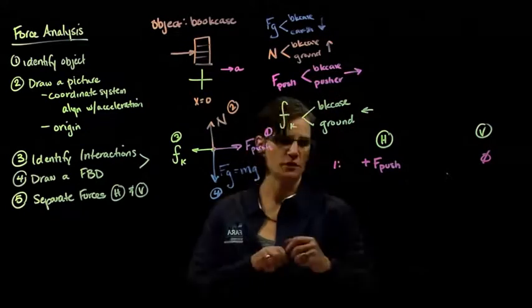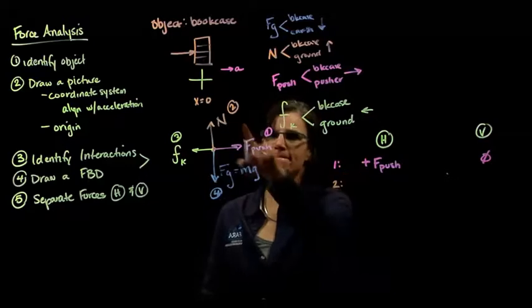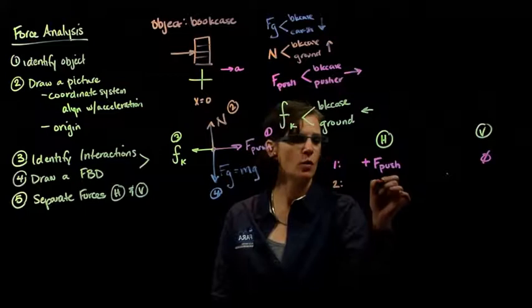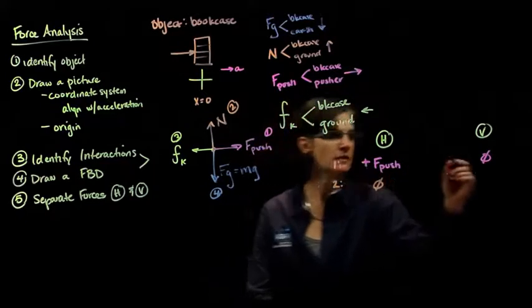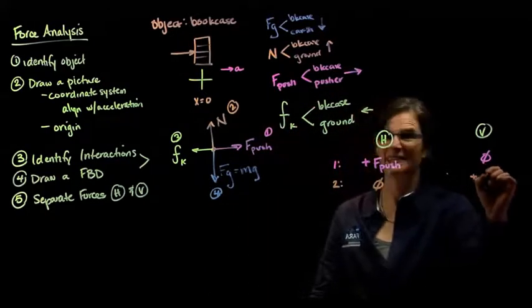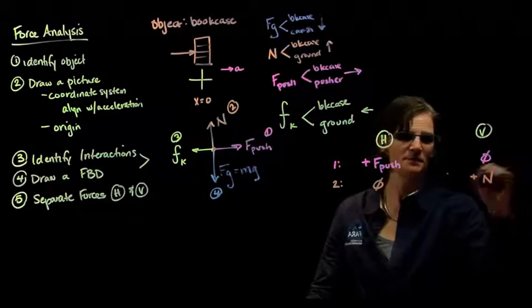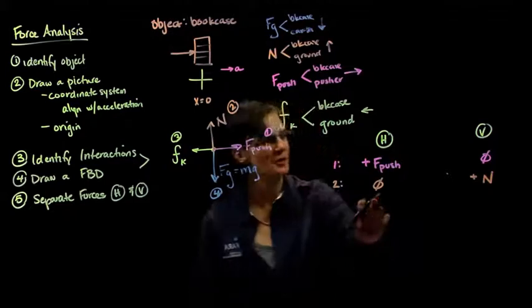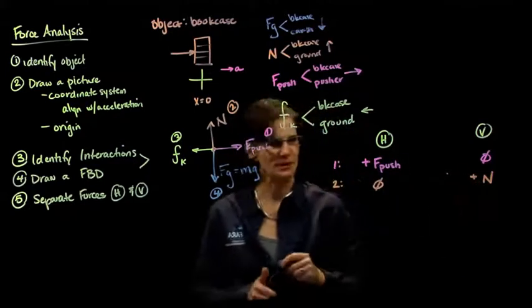Okay, force number 2. It's normal. Does it have a horizontal component? Nope, it's only pointing upward. So it has a positive vertical component, not given its magnitude, but the horizontal component is 0. It's only pointing in the upward direction.